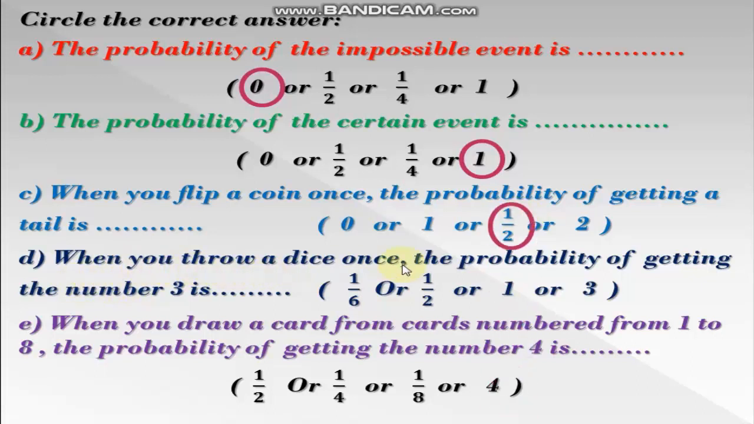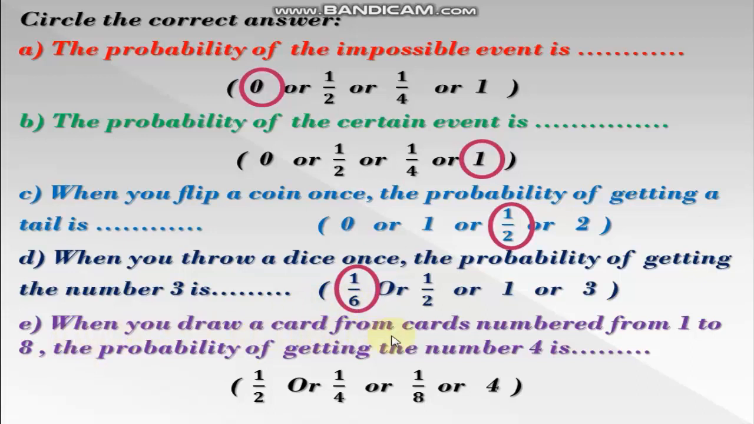When you throw a die once, the probability of getting the number 3, we know that the die contains the numbers 1, 2, 3, 4, 5 and 6. So we have only number 3, it's 1 over 6. The total number is 6.